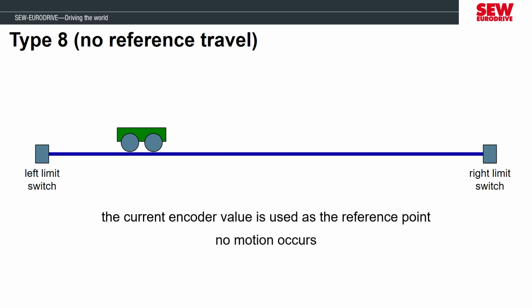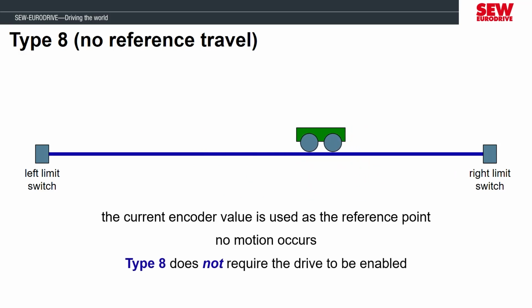Type 8 will be very similar to Type 5, with the exception that the MOVIDRIVE does not have to be enabled. So we will manually move the equipment to where we want it to be referenced at. Then start the reference routine, and since it doesn't have to be enabled, the reference will be set where the equipment is positioned. Since the MOVIDRIVE doesn't have to be enabled for this reference type, it's possible to set the machine 0 position even if the MOVIDRIVE is only powered by 24 volts and doesn't have line voltage.